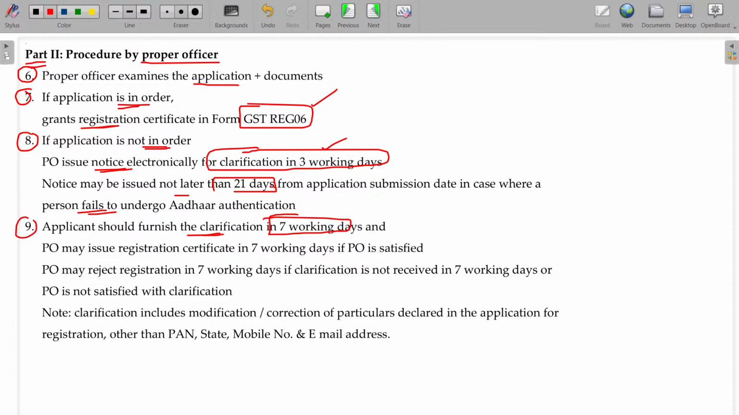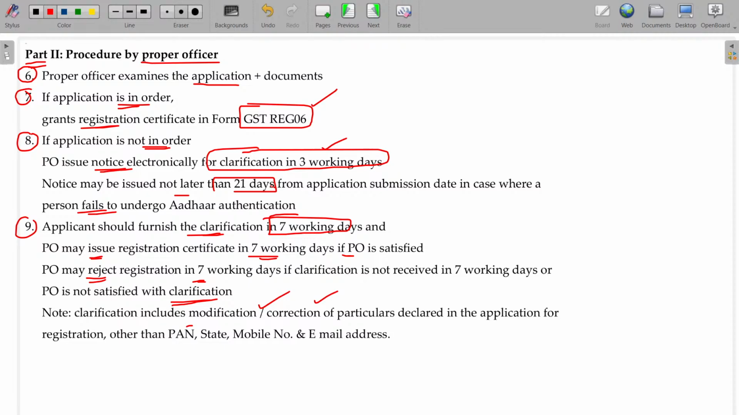Okay. If everything is perfect, within 7 working days the proper officer will give the registration. Or within 7 days, the registration may be rejected or issued. If it is rejected, of course, a clarification may also be sought, like modification, corrections, and other things. So that's how the procedure by the proper officer is carried over.